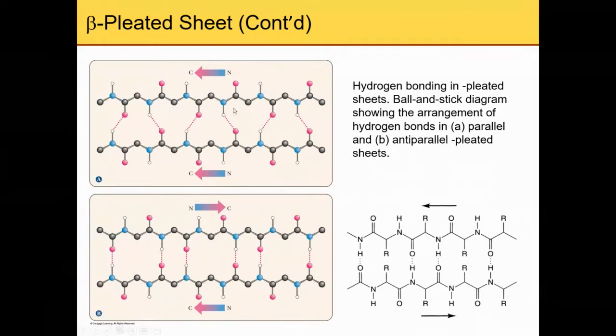For the alpha helix, the CO will form the hydrogen bond with the fourth NH. But for the beta pleated sheet, you have this hydrogen bond between these different sheets here, all right? So it can be parallel or anti-parallel.